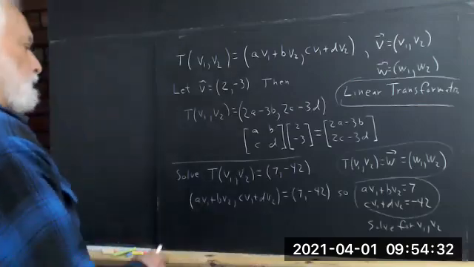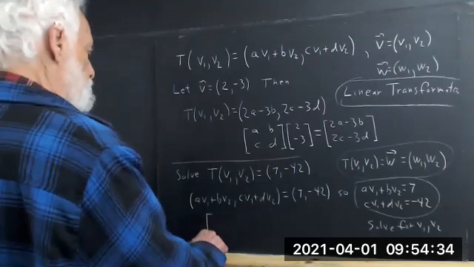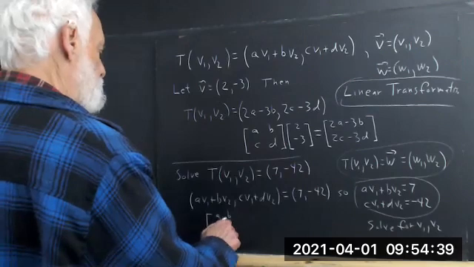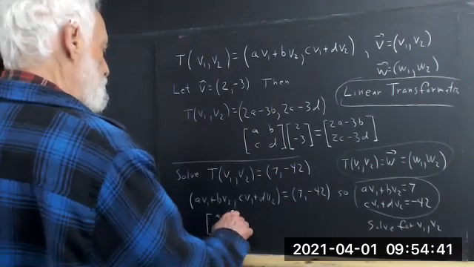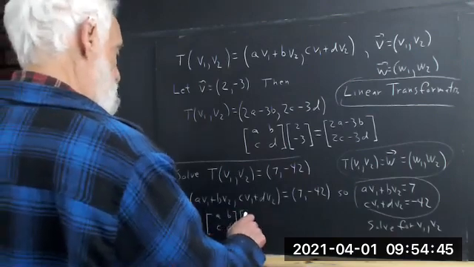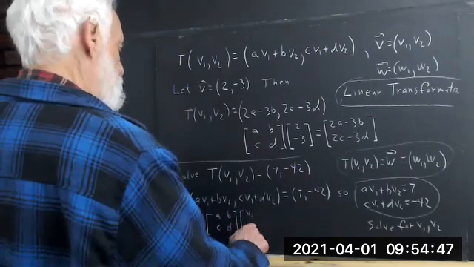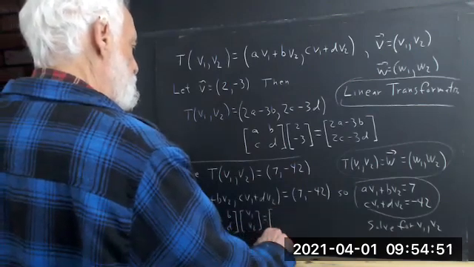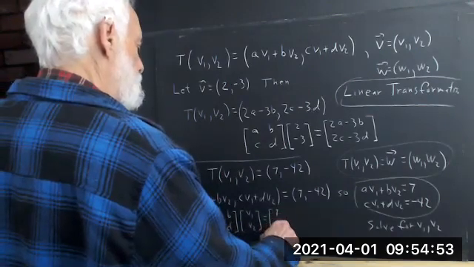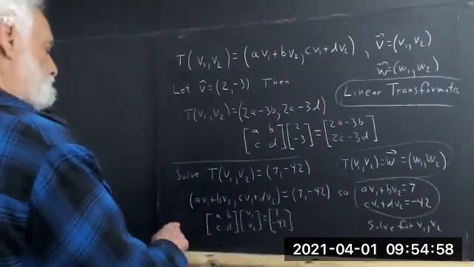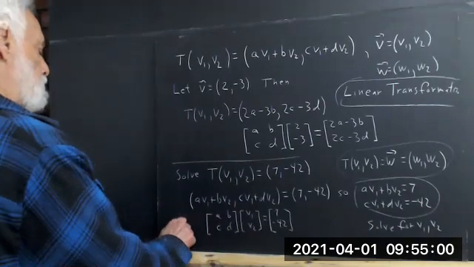Now this could also be written as the matrix equation A, B, C, D multiplied by the column vector V1, V2 equals 7, -42. And I'll just say note this.